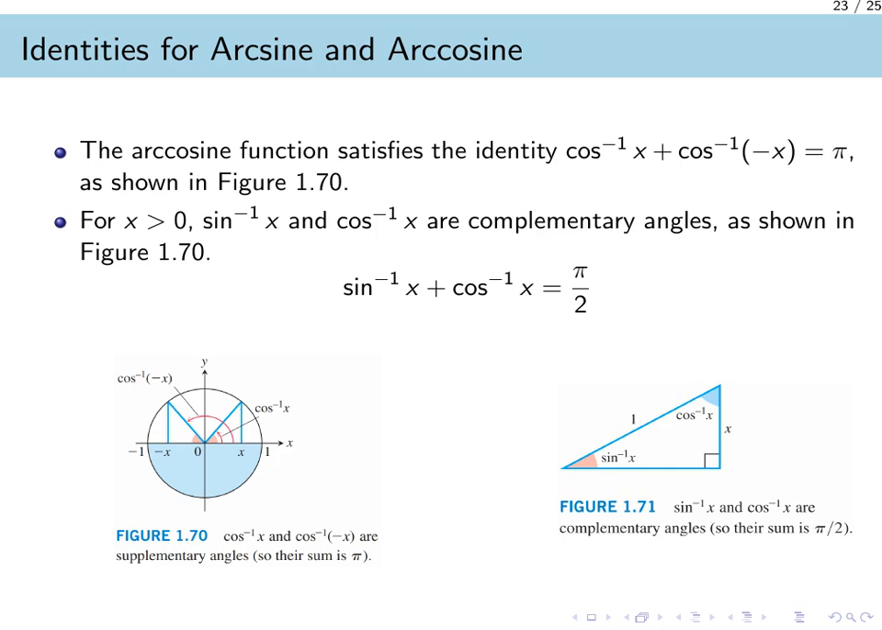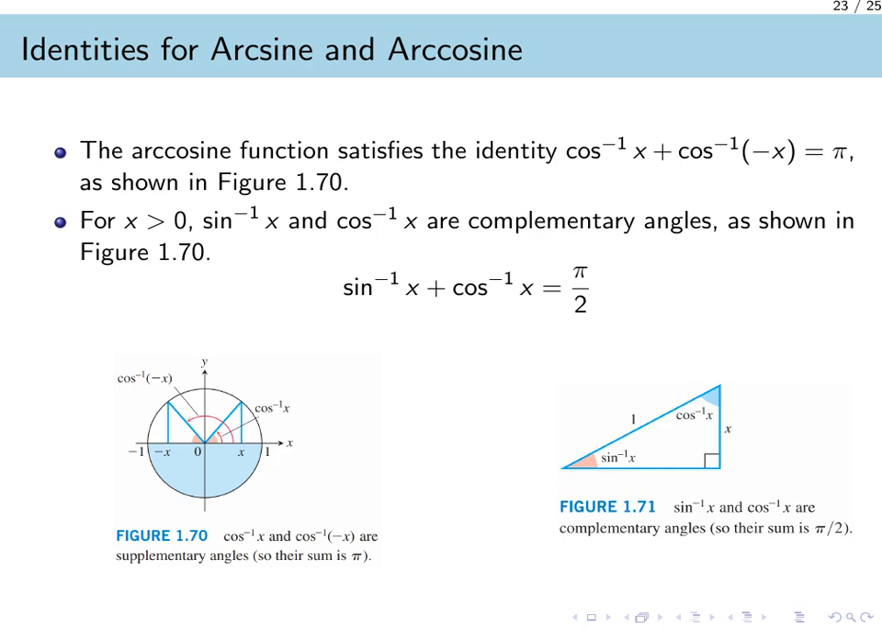Let us explore 2 key identities that reveal how the arccosine and arcsine functions are geometrically related. First, the arccosine of x and the arccosine of -x are what we call supplementary angles, which means they always add up to pi radians. For example, the arccosine of 1/2 is pi/3, and the arccosine of -1/2 is 2 pi/3. Their sum is pi.